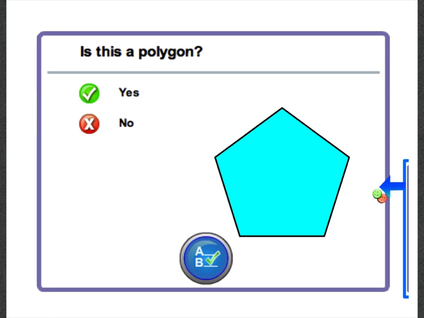Is this a polygon? Yes, this is a polygon. This is actually a regular pentagon. Regular because all the side lengths are the same and all the angles are the same. So that is a regular pentagon. Pentagon because it has five sides.